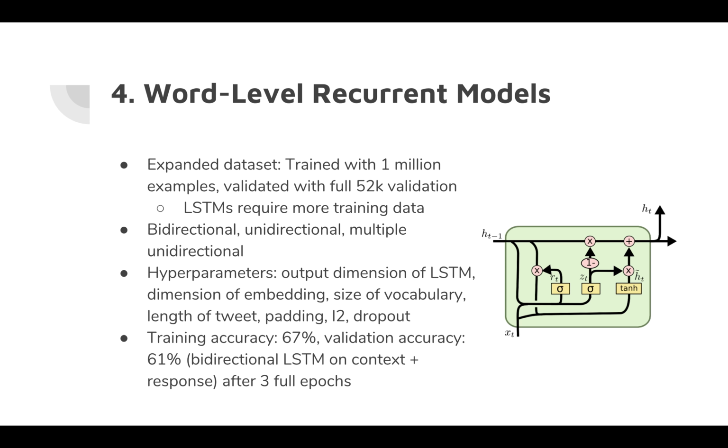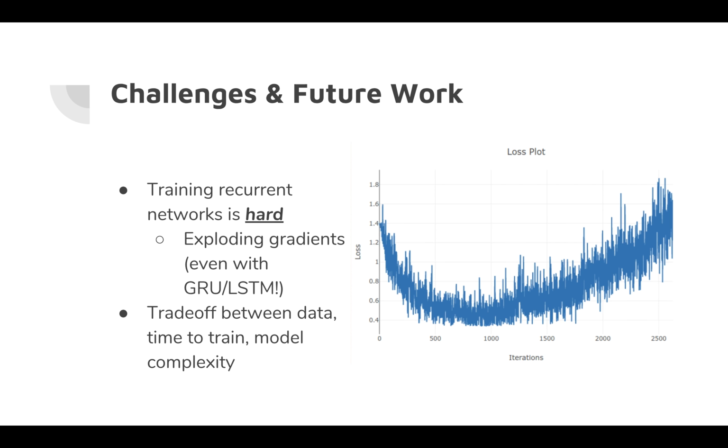The next approach was word-level recurrent models. For this, we expanded the dataset to train with 1 million examples and tried a suite of different approaches, whether bidirectional, unidirectional, or multiple unidirectional LSTM or GRU models, varying our hyperparameters over a broad range of different dimensions, such as the size of vocabulary or amount of padding. We arrived at a 67% training accuracy with a validation accuracy of 61% on the entire validation set.